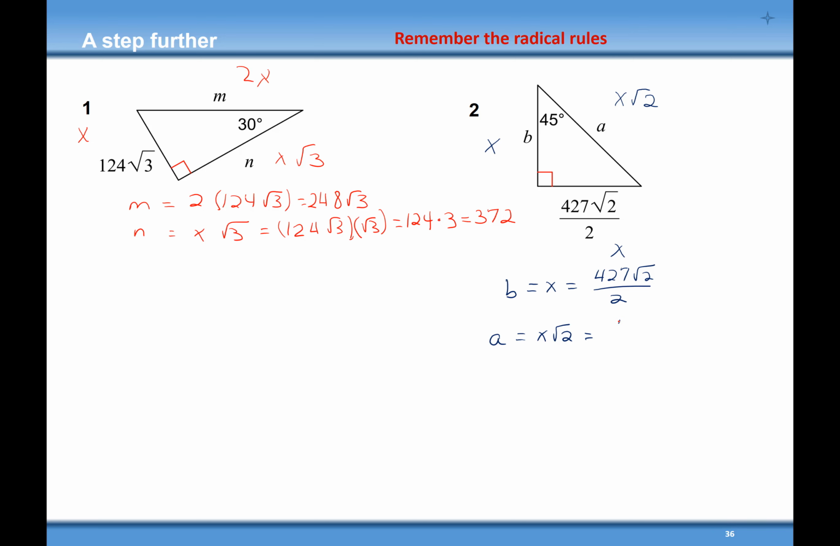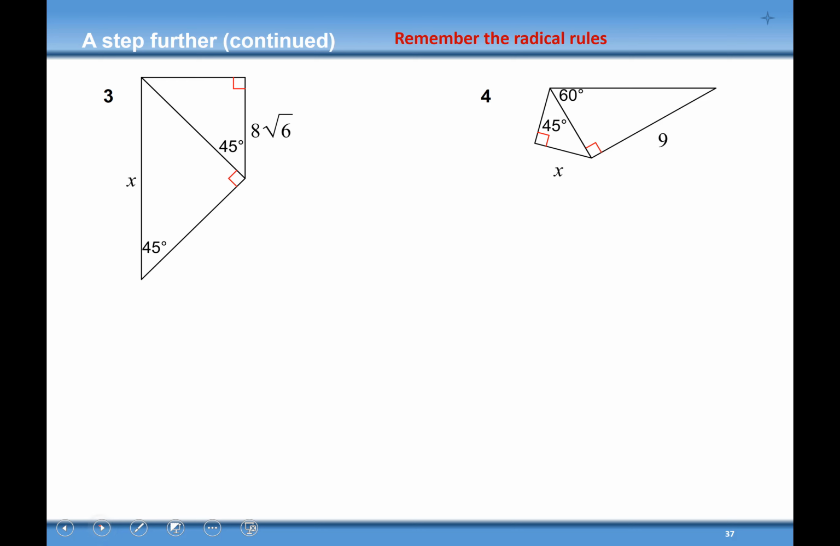So that's going to give us 427 root 2 over 2 multiplied by radical 2. And again, the radical 2 times radical 2 gives us radical 4 over 2, which is simply 427 times 2 over 2. The 2's can cancel, and so it's 427. So again, this is just more of a process of taking your time as you go through these, and you'll be able to work these out. Now they get a little bit more complicated, so we're going to go to the next one here.